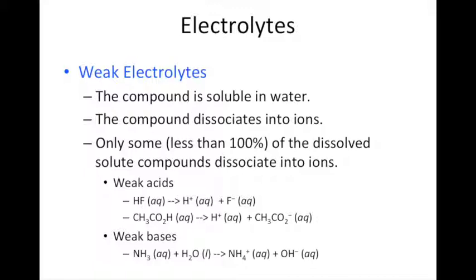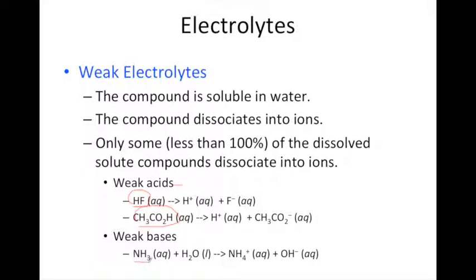The two major classes of substances that are considered weak electrolytes are weak acids. Here we have hydrofluoric acid and acetic acid, and they dissociate into ions, but again, maybe only 1 or 2% of the compounds actually dissociate. Most of these compounds remain in their undissociated form.